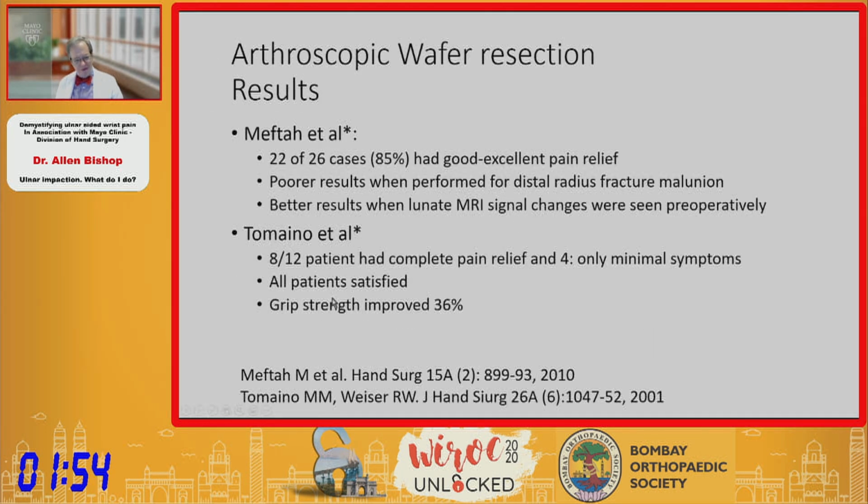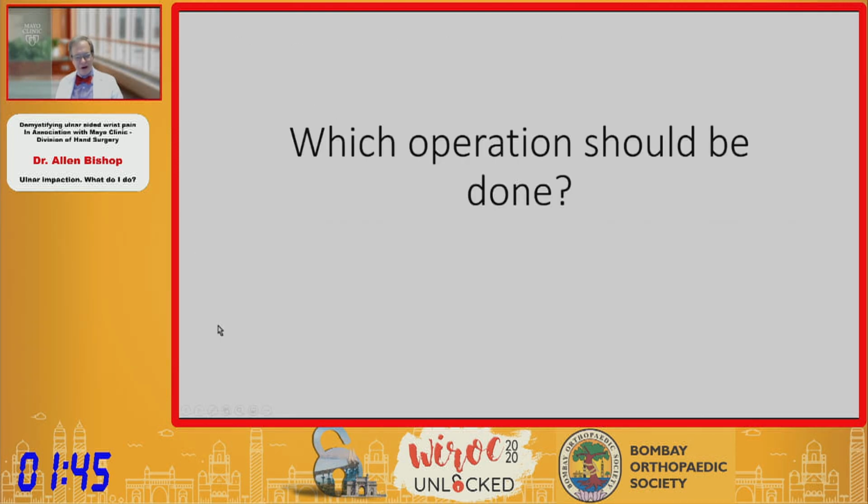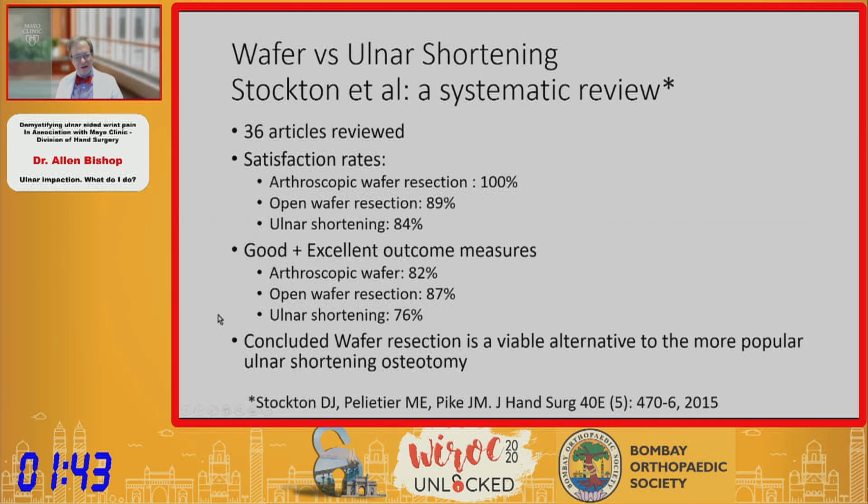The results of wafer resection have been really very good in these two series. The largest percentage of patients had a good result. Which operations should be done? Well, the papers that compare results between authors basically show results of arthroscopic wafer resection in terms of satisfaction to be, if anything, better than ulnar shortening. And objective parameters of outcome also tend to be equal or better than ulnar shortening.